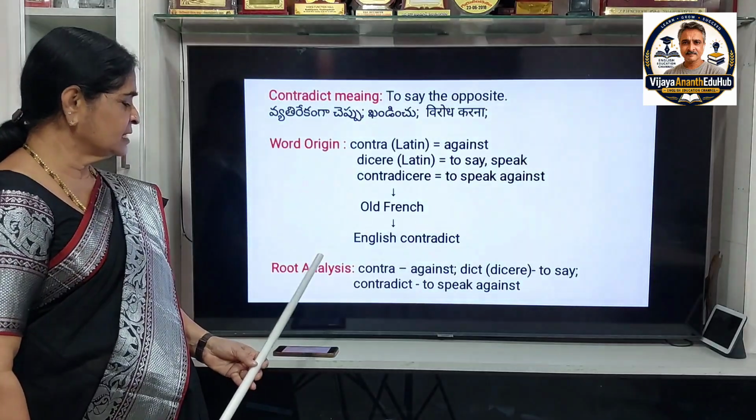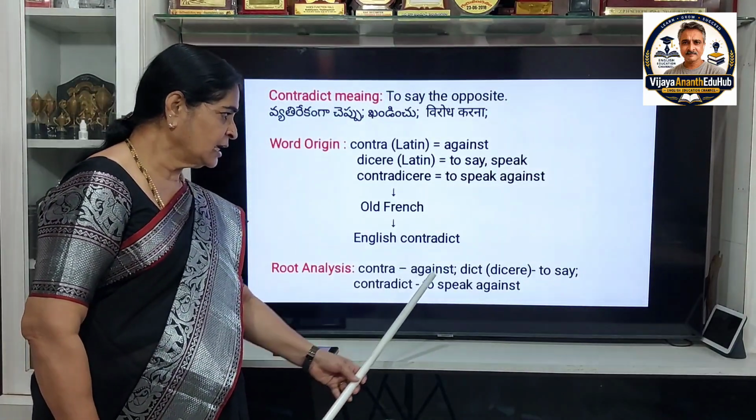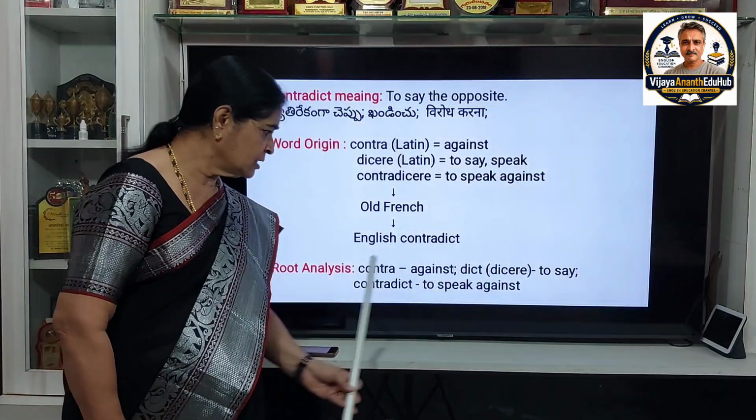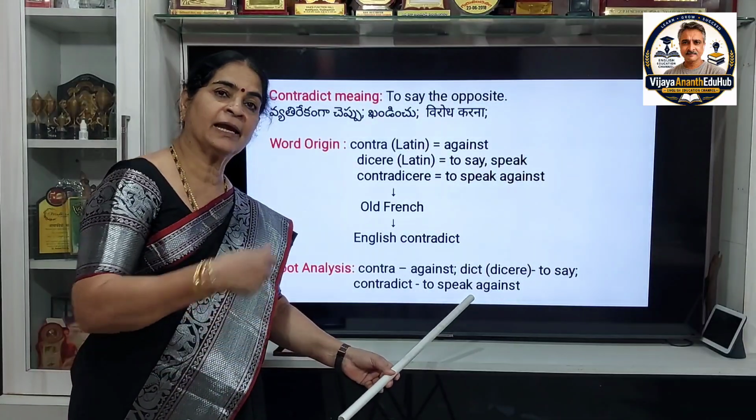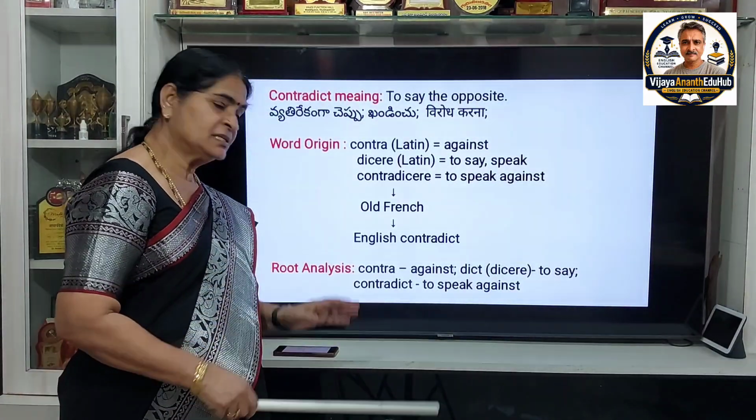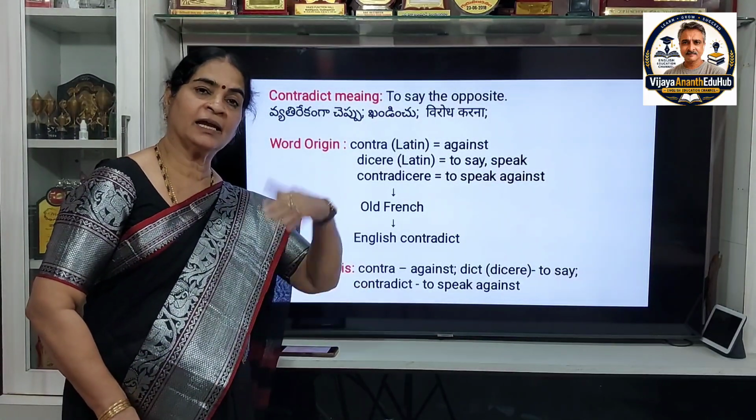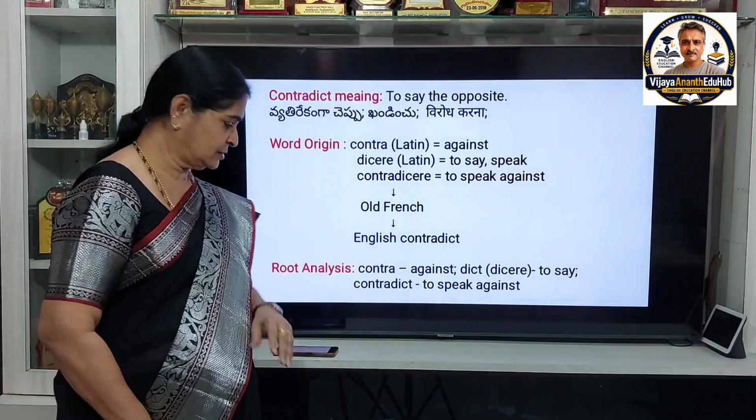And root analysis: contra means against, dict means to say. So contradict means to speak against. Saying is there, but saying against is contradict. Okay.